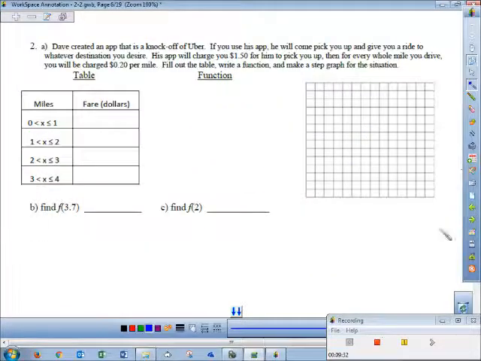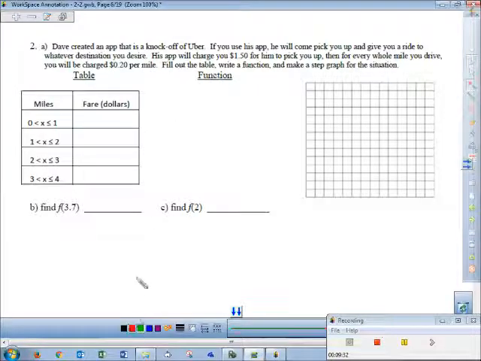Let's try another one right here. Dave created an app that's a knockoff of Uber. When you use his app, he'll come pick you up and give you a ride to whatever destination you desire. His app will charge you $1.50 for him to pick you up, and then for every whole mile you drive, you'll be charged 20 cents per mile.